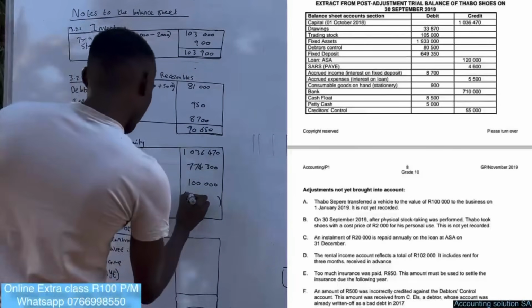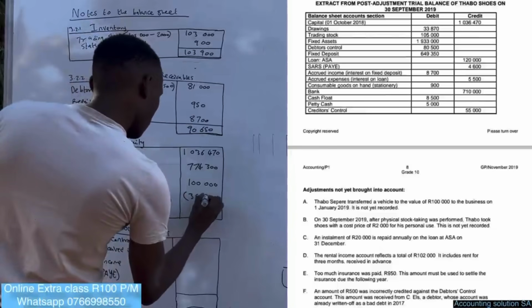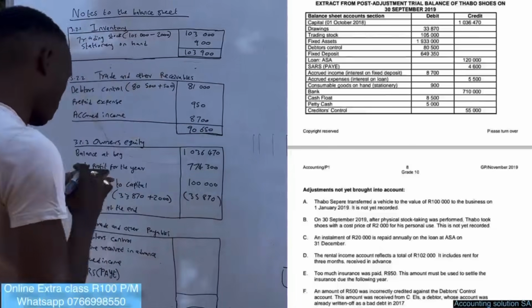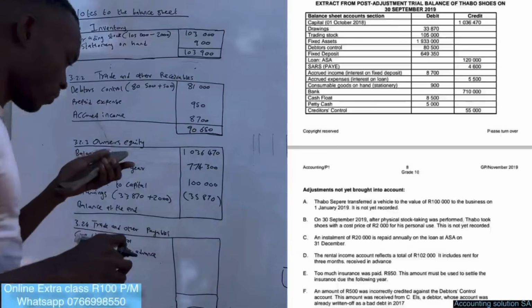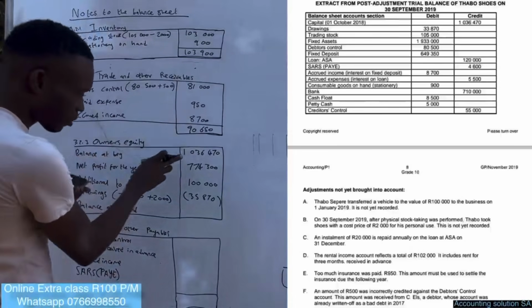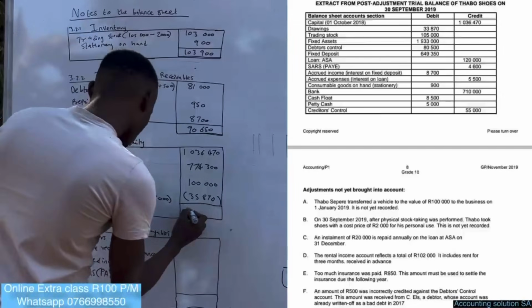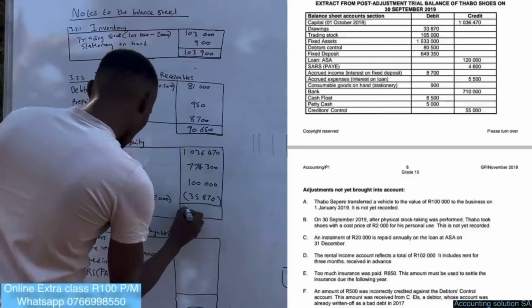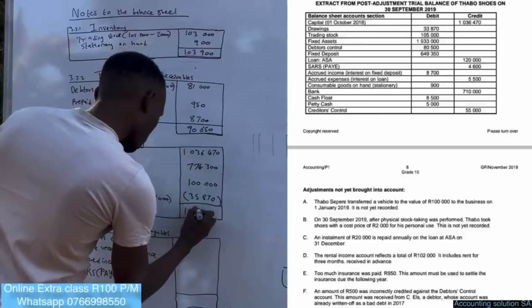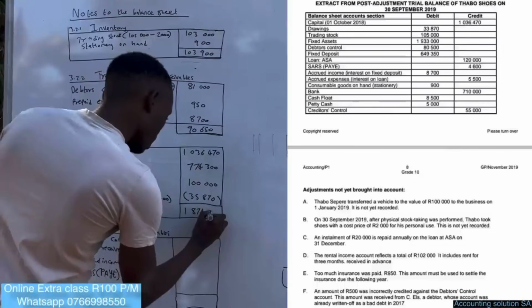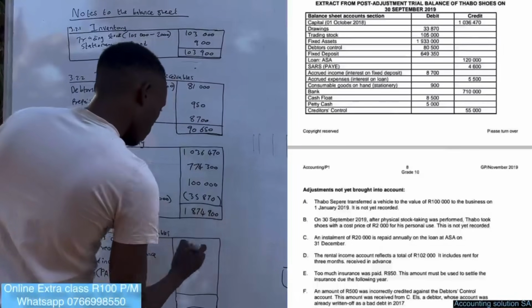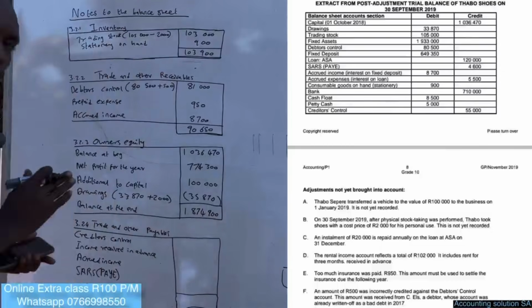And then we're gonna get 35,870. Just like that. Okay, after that, you add everything and you subtract this one. You will get an amount of 1,874,900. Just like that. That's how you prepare this note.